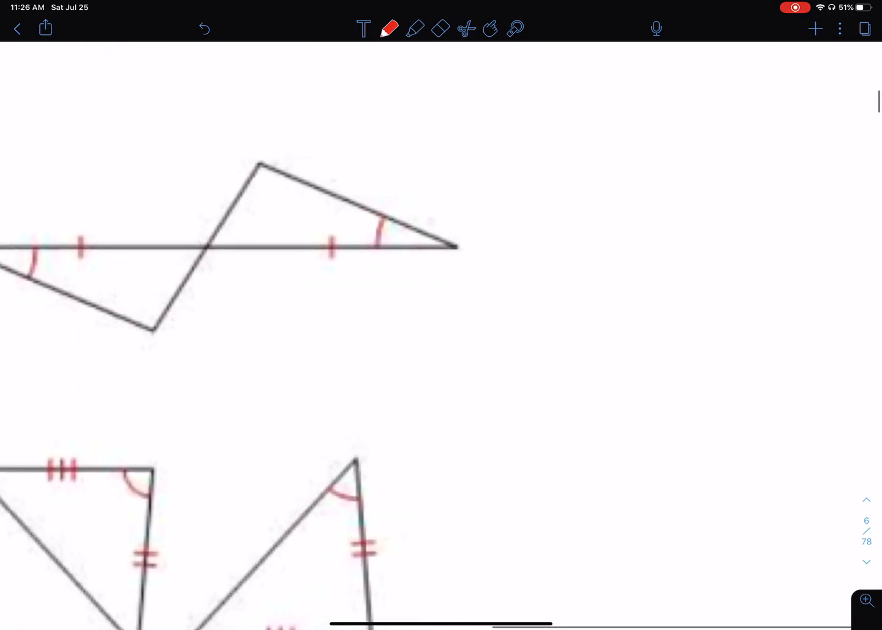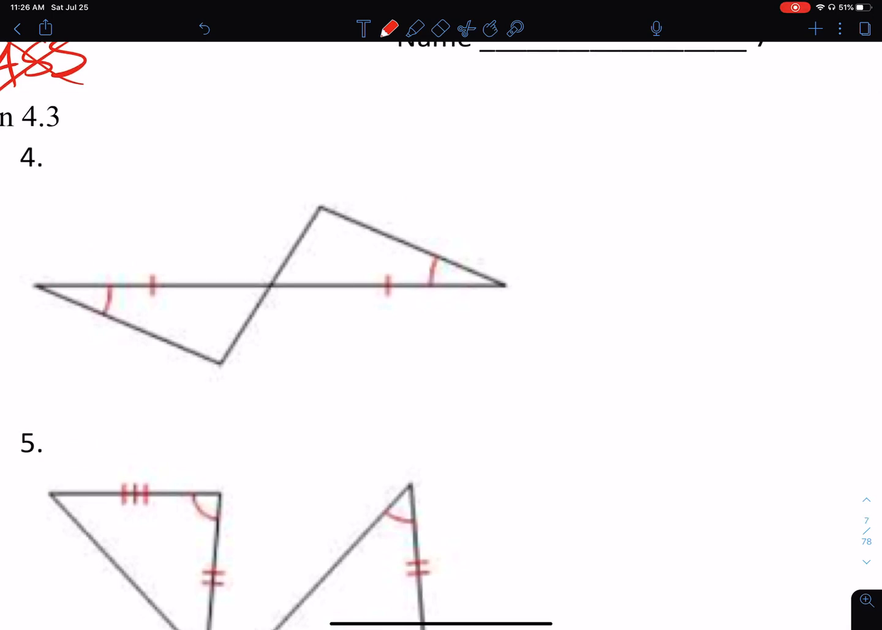All right, number four. We got vertical angles again. That is the universal sign for a community. This is angle, side, angle. Angle, included side, angle. That's certainly one of them because it's not the bad word or the AAA.